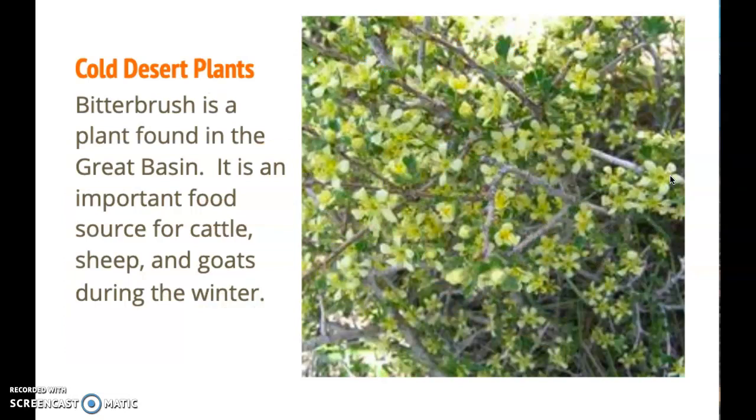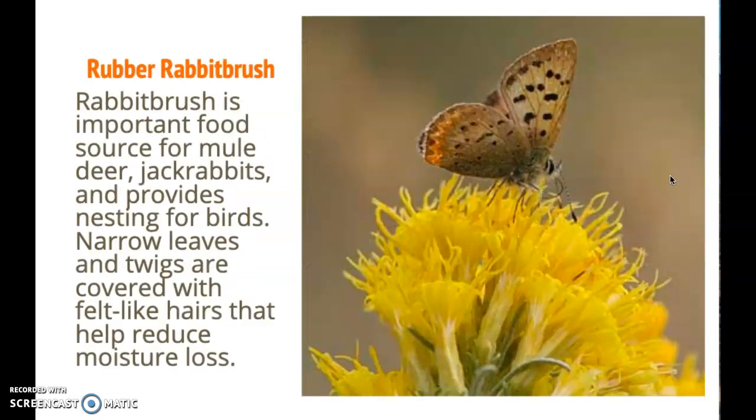Other plants that live in cold deserts would include this one called the bitter brush. If you actually eat a little leaf, it tastes very bitter. But it is an important source of food for cattle, sheep, and goats during the winter. The rubber rabbit brush is also an important food for deer, jackrabbits, mule deer, and it can provide nesting places for birds.